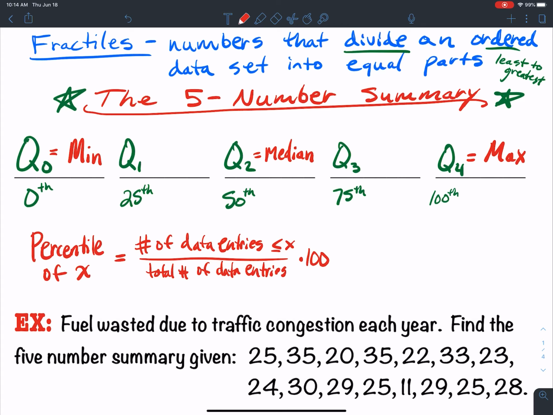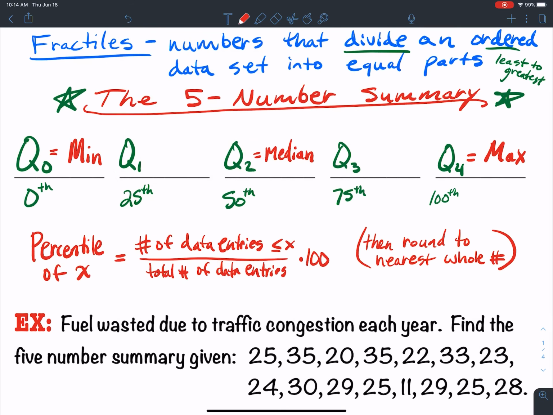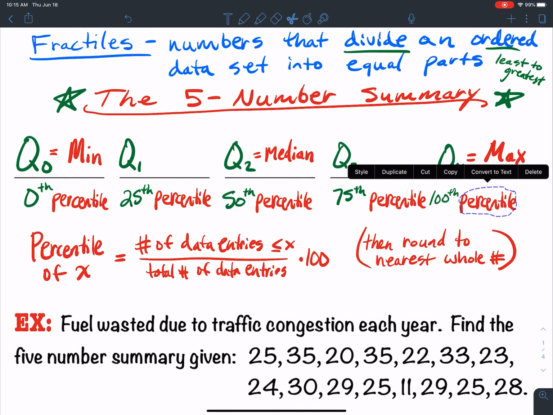So the idea is, after you do this, you then round to the nearest whole number. So you're never going to have the 0.2 percentile. So the 0th percentile, 25th percentile, the 50th percentile, 75th percentile, and 100th percentile.